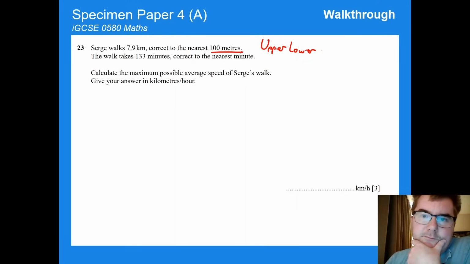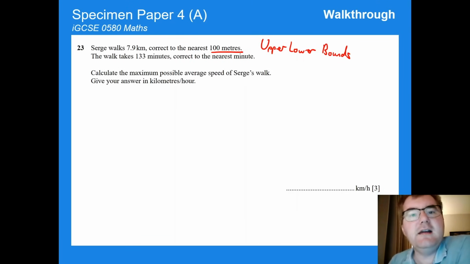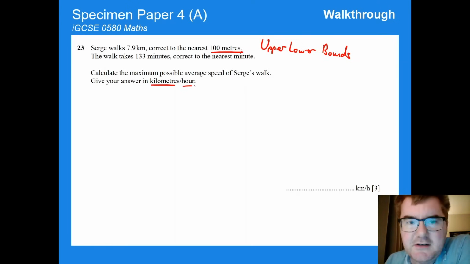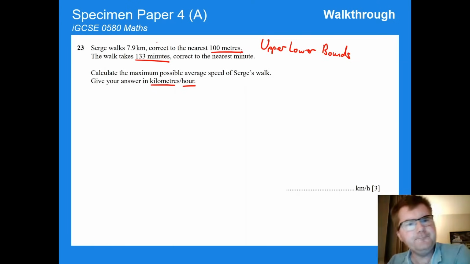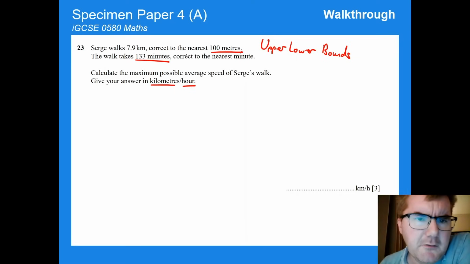Okay. And the walk takes 133 minutes, correct to the nearest minute. Calculate the maximum possible average speed of Sergey's walk. And we've got kilometers per hour. So as soon as I see this, I want to change this into hours. Now, notice correct to the nearest minute is going to be between 132.5 and 133.5, our bounds.